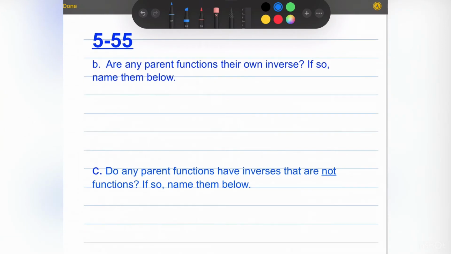And now that you're done with that, we've got 2 questions to answer about all of your functions. The first one asks, are any parent functions their own inverse? So what that means is the inverse looks the exact same as the parent function, as if nothing had changed at all. There are 3 of these, and I want to identify the parent functions where this happens.